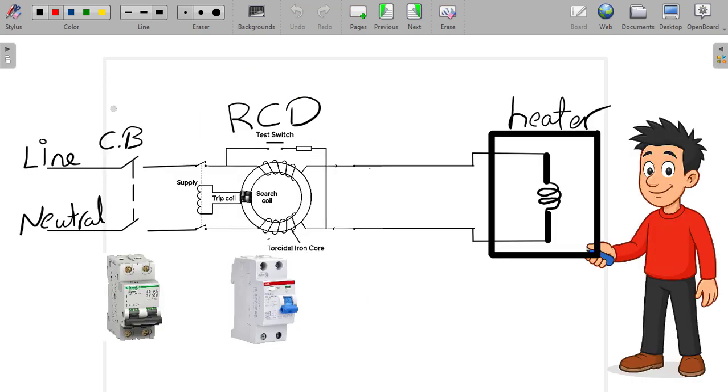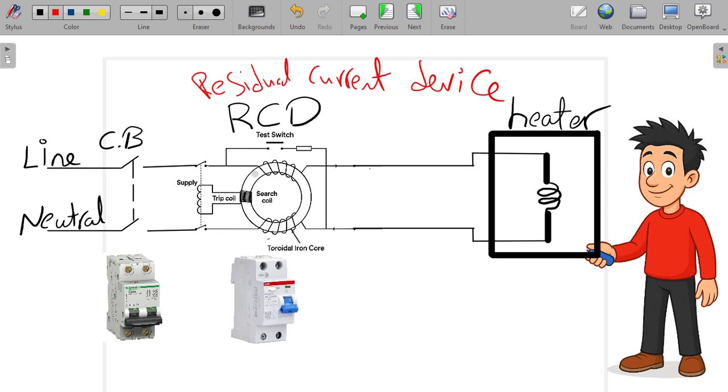This actually is a modification in our circuit with a new device called RCD, or Residual Current Device. This residual current device is an earth leakage device. Let's see what will happen now. As you can see, this is a toroidal iron core. And as you know, the iron is a good magnetic conductor. It's good at conducting magnetic fields.